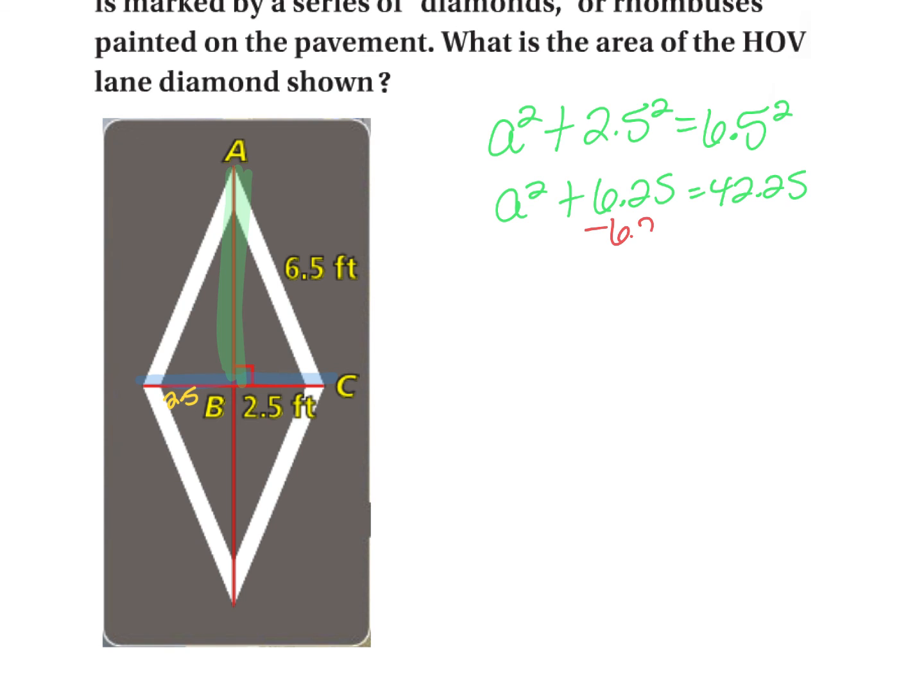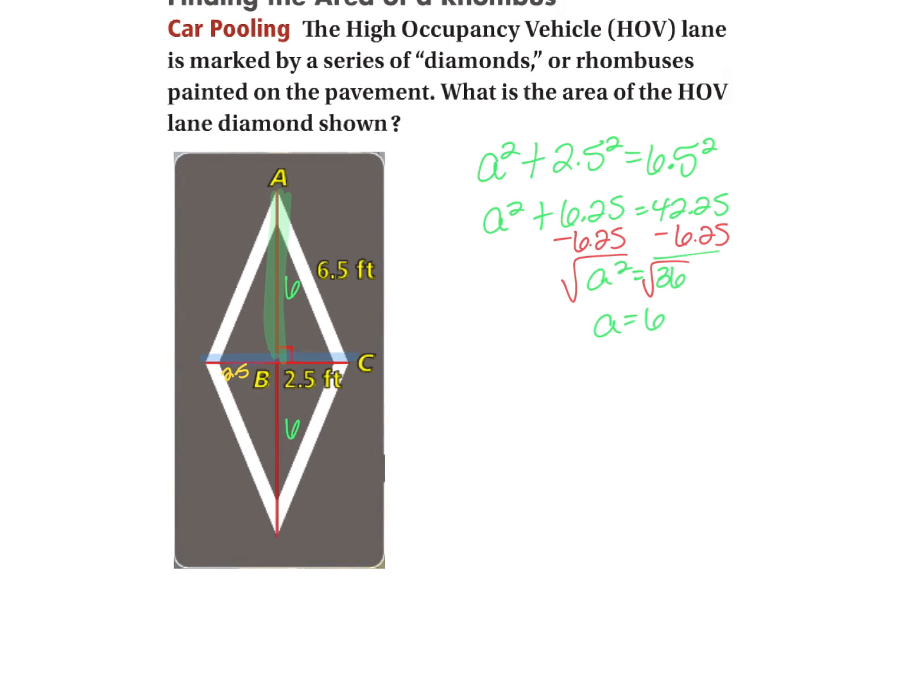Now let's subtract 6.25, subtract 6.25. So I have a squared equals 36, I believe. Square root. This is a coincidence. a is 6. They're not always 6. It's just coincidence on these last 2 problems. So that's 6. That must mean this is 6 as well. All right, that wasn't too bad.